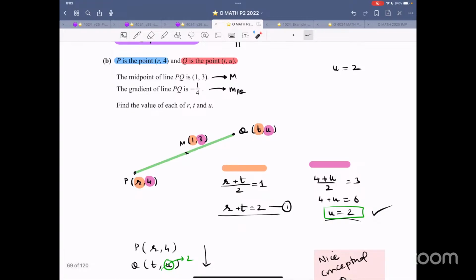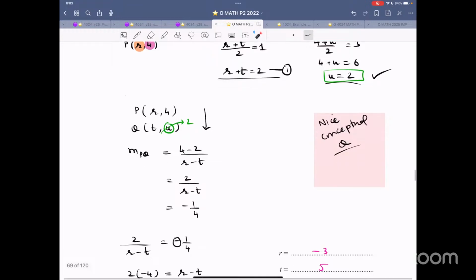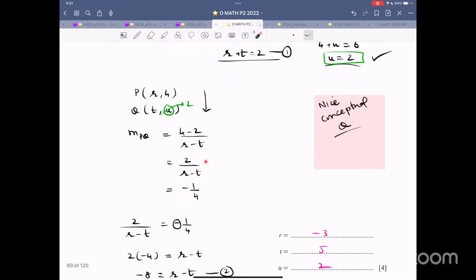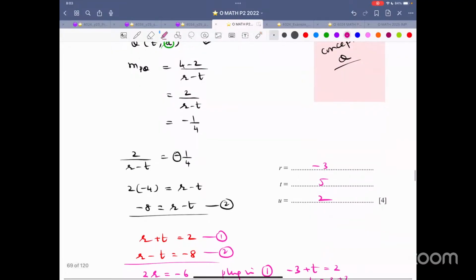And we haven't used the gradient thing as yet. Gradient of PQ. So this is P, this is Q. The gradient of PQ, replace the value of U. That is another equation. That is 2 over R minus T is negative 1/4. So equate these two.